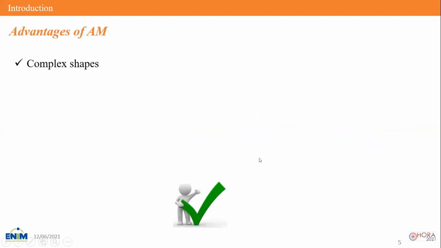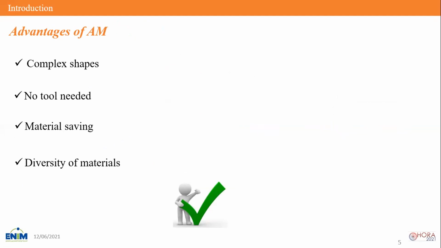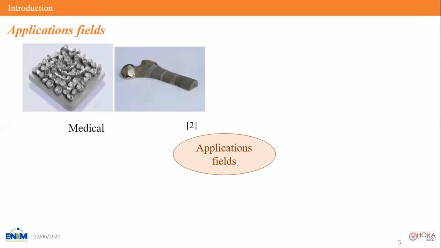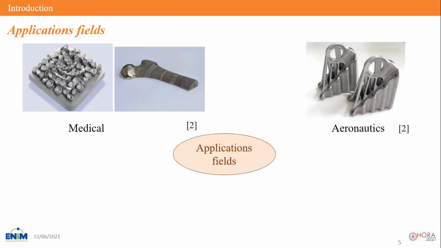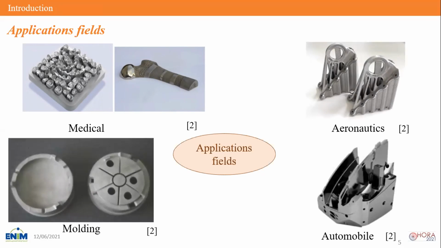AM presents various advantages. It allows us to create complex shapes difficult to build with conventional processes. In AM, there is no need to use specific tools such as molding. Also, it saves material. At the end of the process, unused material is recycled for further use. And finally, there is diversity of material that can be used. AM is used in several fields, such as the medical sector. We can create personalized prostheses, also in aeronautic, automobile, and molding fields.